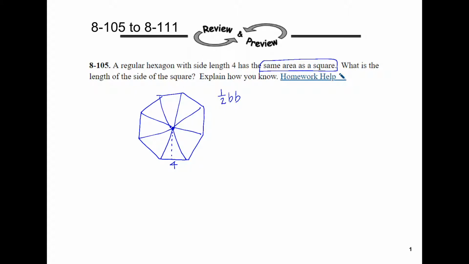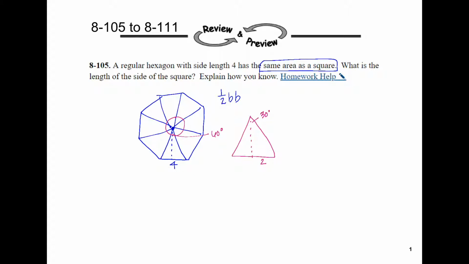I do know that a circle is 360 degrees, and if I divide 360 by the 6 sides that my polygon has, I can tell that one of my central angles is 60 degrees. I then can use some right triangle trig. Half of 60 degrees is 30, so I know that this angle is 30 degrees. I know that half of 4 is 2.